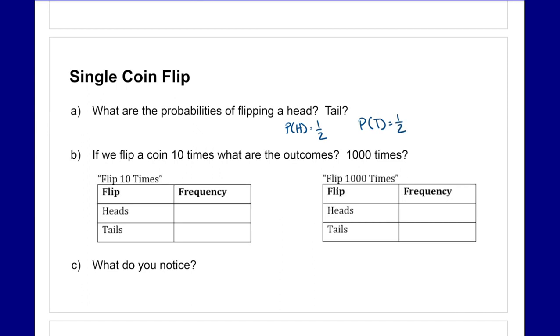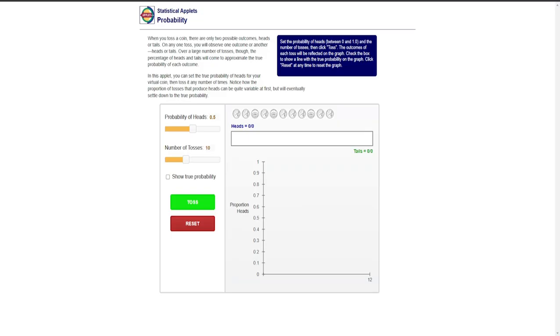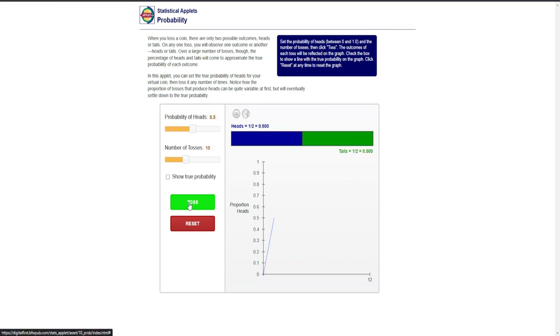There's one tail on the coin out of 2 possible options. So if we were to flip a coin, what are the outcomes? And then what about 1,000 times? What are the outcomes? So if we bring up a random generator for flipping a coin, let's toss 10 coins and see what we get.